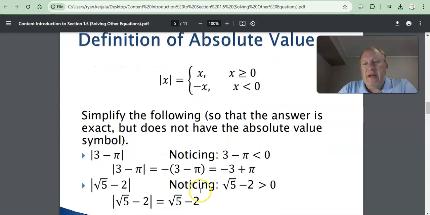Now, the next one is an absolute value equation. And you have to remember the absolute value of x. x can be negative or x can be positive. In both cases, when you take the absolute value of a negative number, you get a positive number. You take the absolute value of a positive number, you get a positive number.